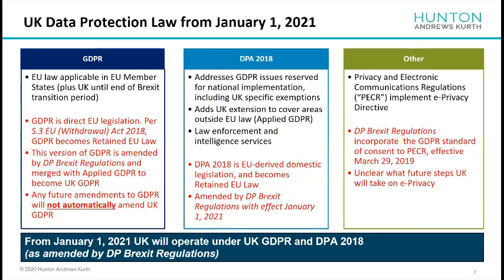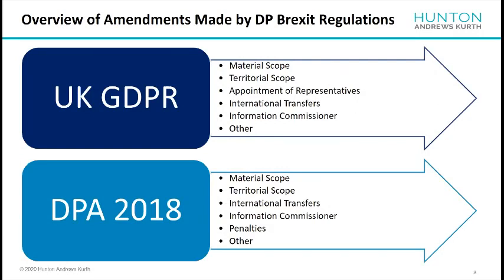So in summary, from the 1st of January next year, the UK's data protection law will be contained in the UK GDPR and the Data Protection Act 2018 as amended by the Data Protection Brexit regulations. Now let's take a quick look at those regulations and just consider how they amend both the UK GDPR and the Data Protection Act. And I'm going to move through these key points fairly quickly because we'll talk about some of these issues in a little more detail in a practical way a bit later on.